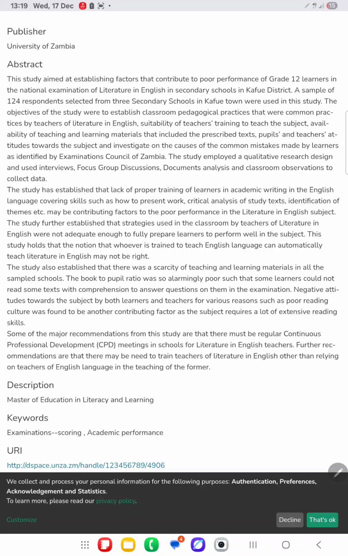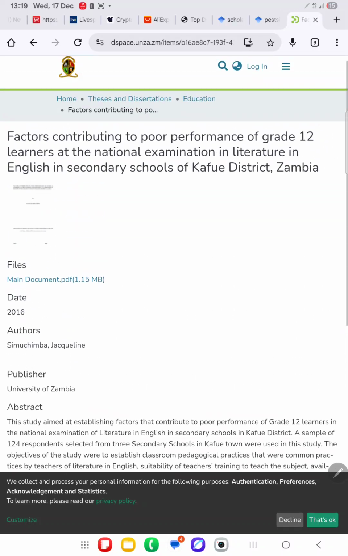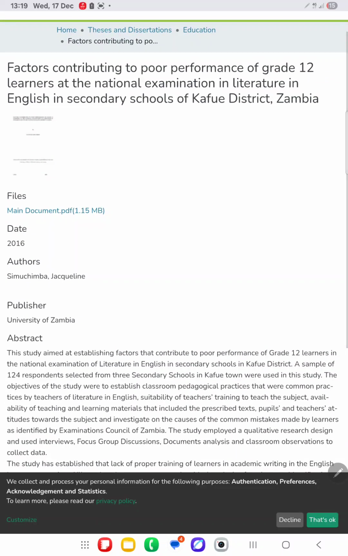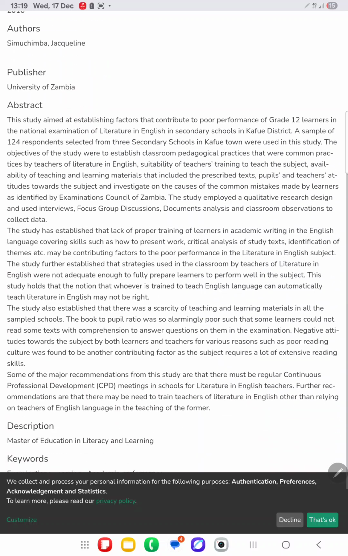So if you want to paraphrase, you need to write this information from the abstract in your own words, and then you put the scholar at the end of the paragraph. If you want to cite them or quote them directly, then you need to start by saying, maybe, according to Mwale. In this case, this report was for who? The author should be there. You've seen the author, they have written here 2016. So it was written in 2016, and the author is Simuchimba Jacqueline. So you say, according to Simuchimba Jacqueline 2016 stated that. If you want to cite directly, you now bring what the findings were.